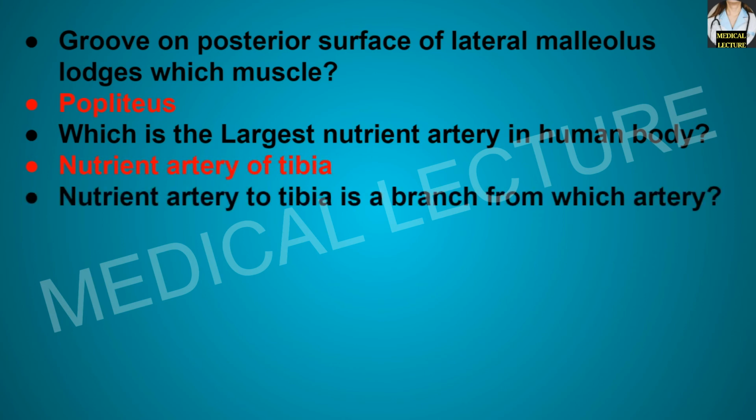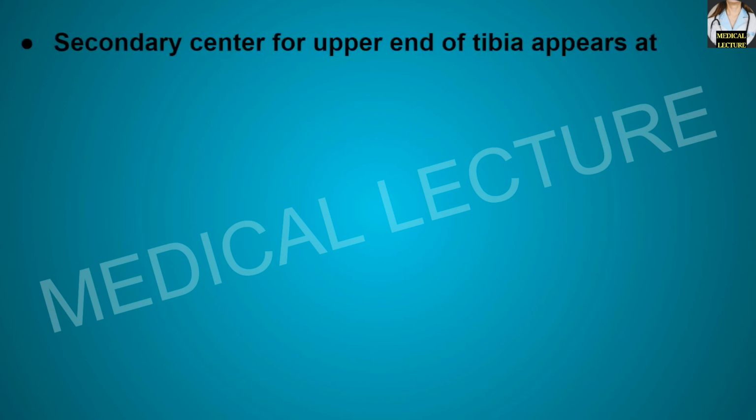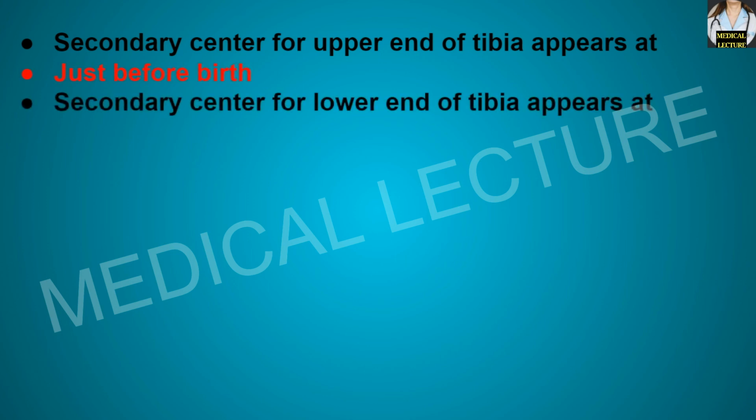Nutrient artery to tibia is a branch from which artery? Posterior tibial artery. Tibia ossifies from how many centers? One primary and two secondary centers. Secondary center for the upper end of the tibia appears just before birth. Secondary center for the lower end of the tibia appears in the first year of life.